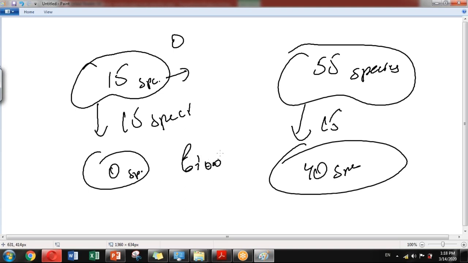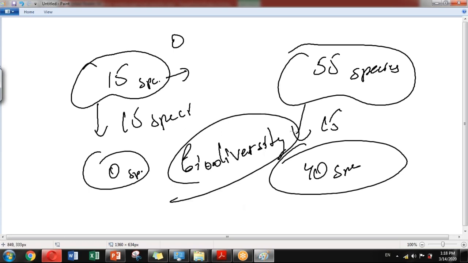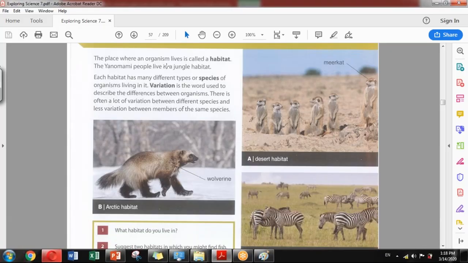So this is also called biodiversity. Biodiversity is differences between species, different species. If more species are living in a given habitat, it means that the biodiversity in that habitat is more. Biodiversity is differences: more and more different species are living in a given habitat. More biodiversity, easier recovery from disaster, so no extinction happens in that habitat. Habitat is the place where an organism lives.